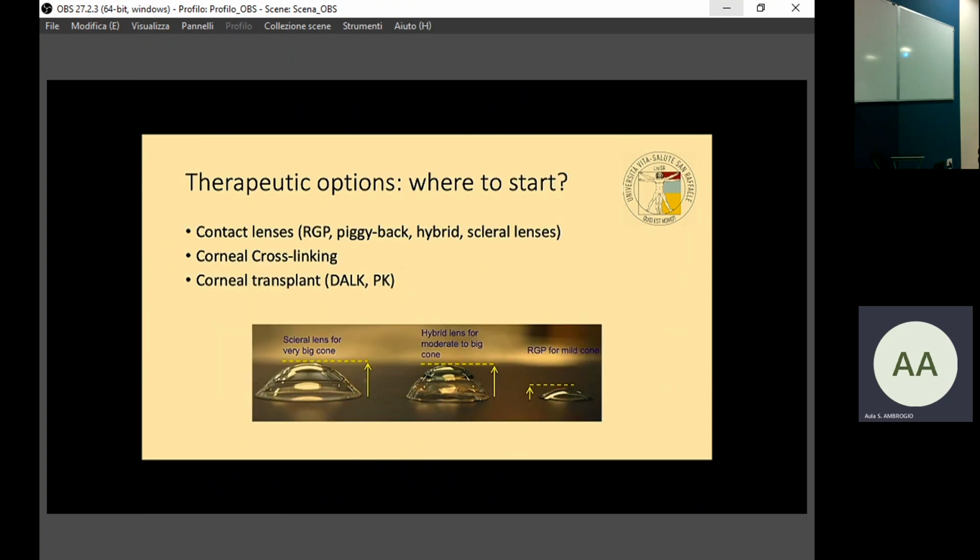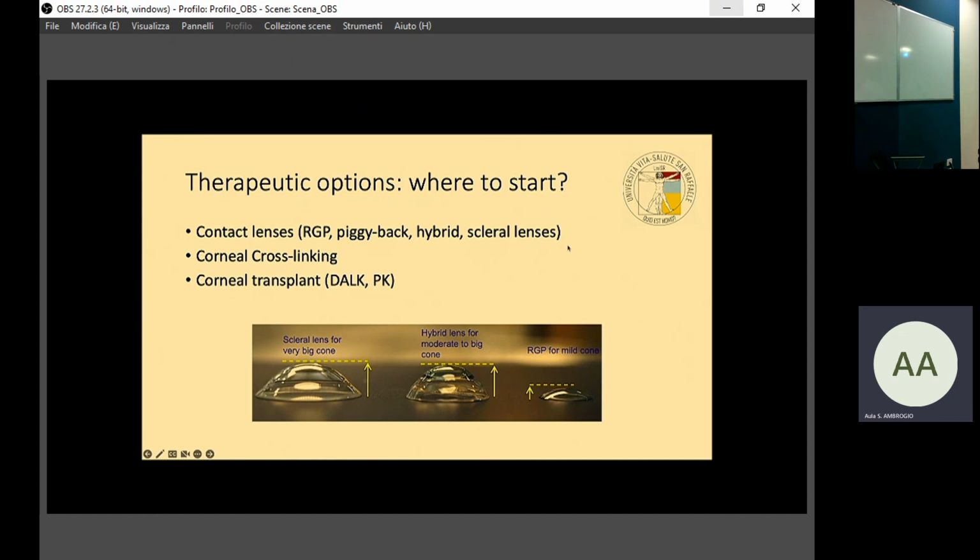Okay, so we have a patient with keratoconus. We want to treat the patient. And here we get to the most interesting part, because in fact we have different options. The first line option, I would say, is the use of contact lenses, in particular the RGP lenses, so gas permeable, but typically they're used for a patient in the early stage. Otherwise, we can also use the hybrid lenses or the scleral lenses, which are used for, let's say, more advanced cones. But the problem with all these options is that they are not blocking the progression of disease.